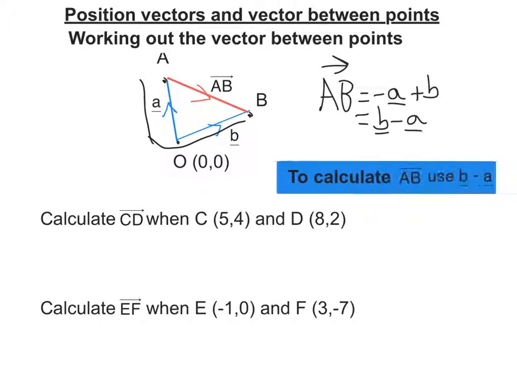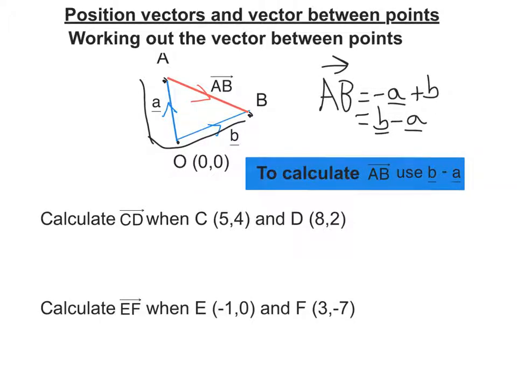So to summarize, to find the vector between 2 points, you do the second position vector minus the first position vector. So let's look at these two questions. So to calculate CD, the vector between C and D, I do the position vector of D, the second one, minus position vector of the first one.